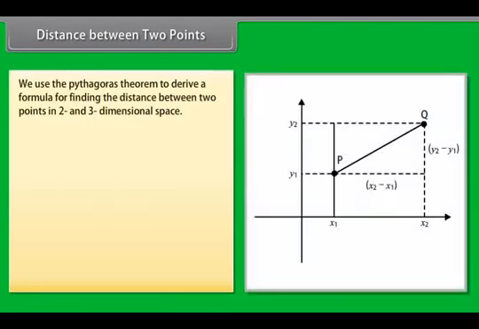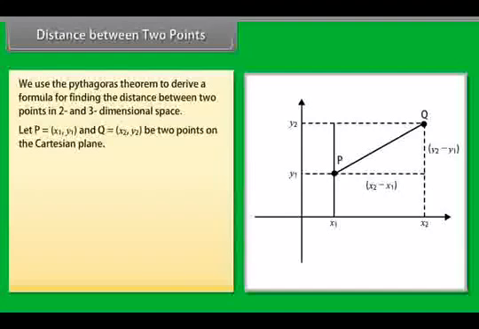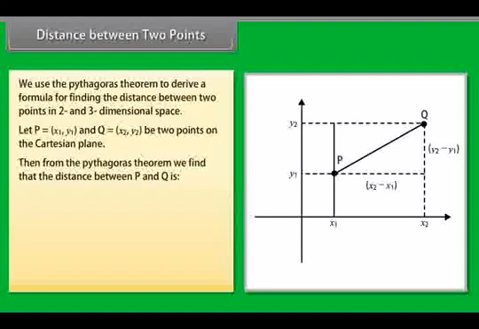Distance between 2 points. We use the Pythagoras theorem to derive a formula for finding the distance between 2 points in 2 and 3-dimensional space. Let P = (x1, y1) and Q = (x2, y2) be 2 points on the Cartesian plane as shown in the figure. Then from the Pythagoras theorem, we find that the distance between P and Q is PQ = square root of (x2 - x1) square plus (y2 - y1) square.